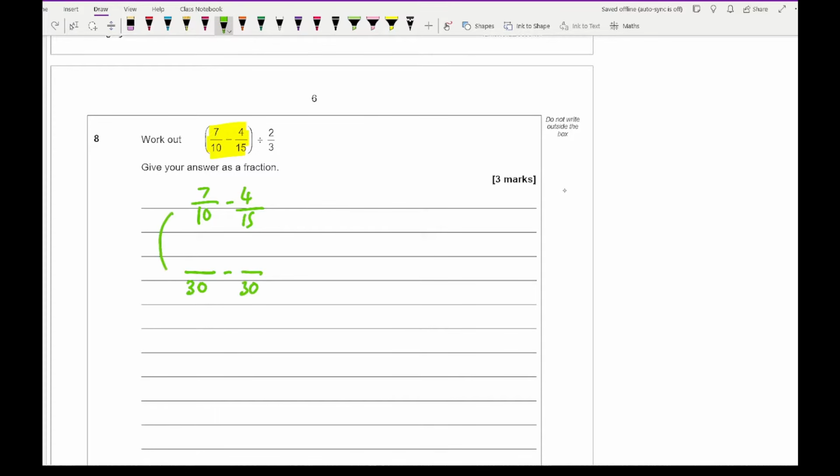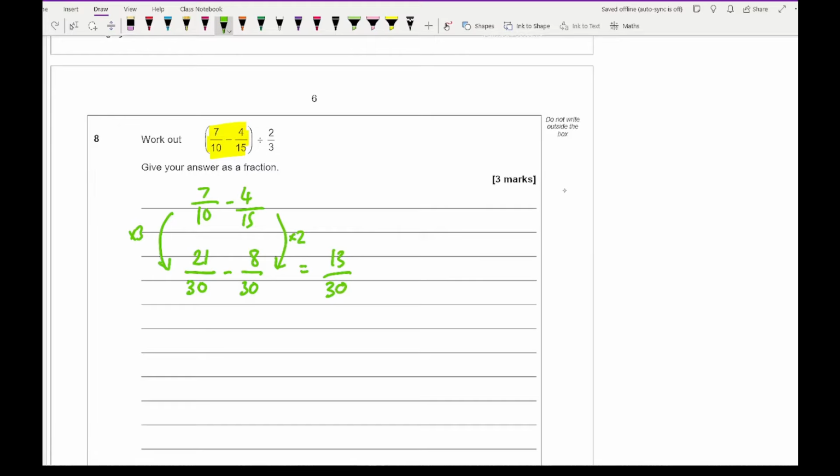So I multiply this first fraction by 3. So that's going to be 21 on top. And I multiply the second fraction by 2. So then that becomes 8. So 21 take away 8 gives me 13 over 30.